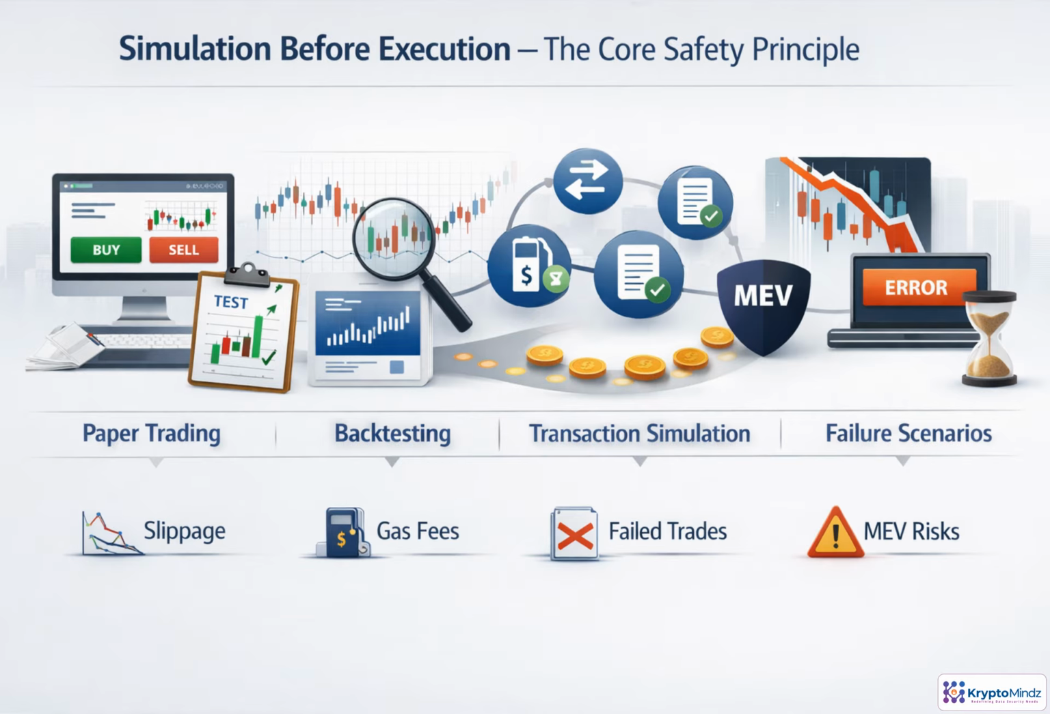Treat every proposed trade like a flight that must pass the simulator first. Paper trading checks whether the agent's decisions make sense without risking funds. Backtesting asks how those decisions would have behaved in past markets. Transaction simulation tests the actual route, approvals, gas, slippage, and contract calls. Finally, failure modeling asks what breaks when prices move, RPCs lag, liquidity vanishes, or MEV appears. Only after that should live execution be considered.